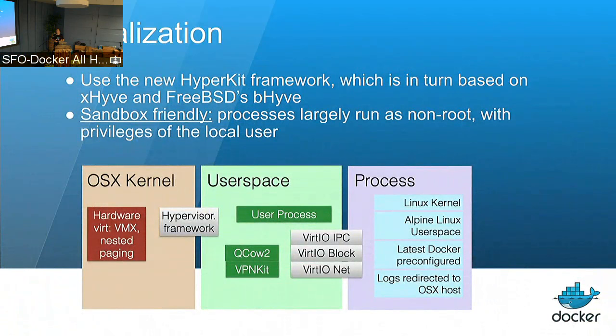The process itself basically runs a small Linux kernel based on an Alpine Linux image, and it usually has the latest Docker pre-configured for you, and on every update it will obviously also update that. But the fact that it is a process that runs in your Mac OS X user space means that all of the logs actually get redirected towards your OS X host, which means that if I open the console app and look through the logs, I'll see my Mac logs, but I'll also see my Docker logs all mixed in.